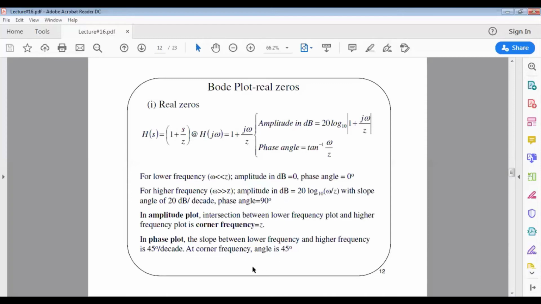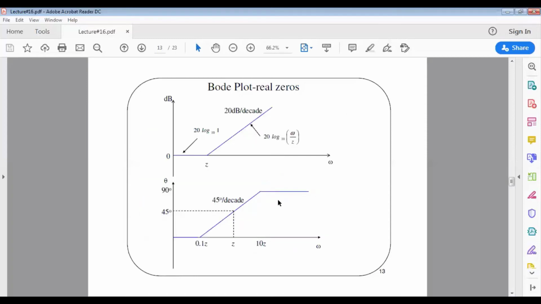So for the amplitude plot, the intersection between the lower frequency and higher frequency plot is the corner frequency of Z. And for the phase plot, there should be a slope between lower frequency and higher frequency of 45 degrees per decade, and there should be an angle of 45 degrees at the corner frequency value. So let's have a look at the sketch for the real zero. This is the sketch for the real zero, which is the opposite of what we have seen just now for the case of real pole.